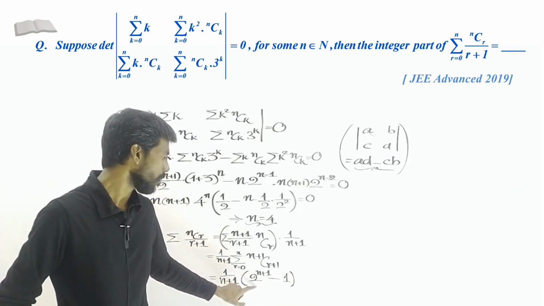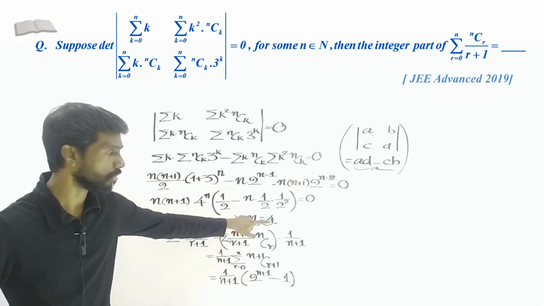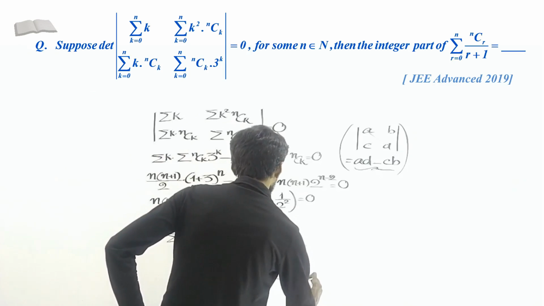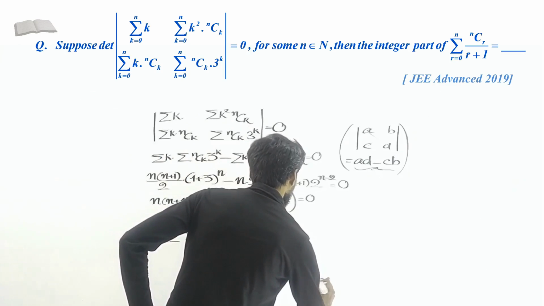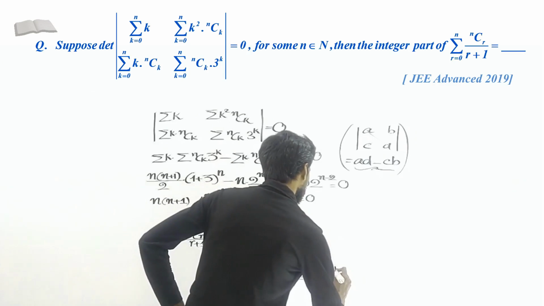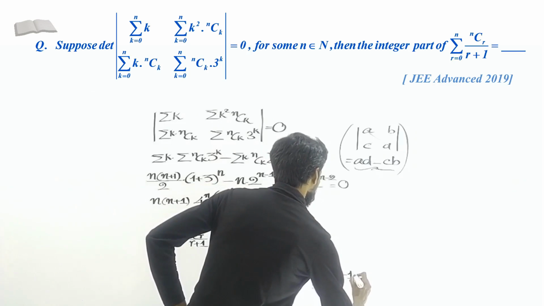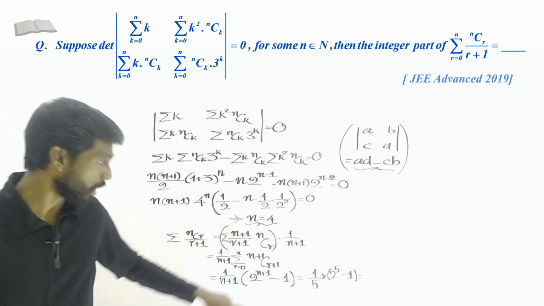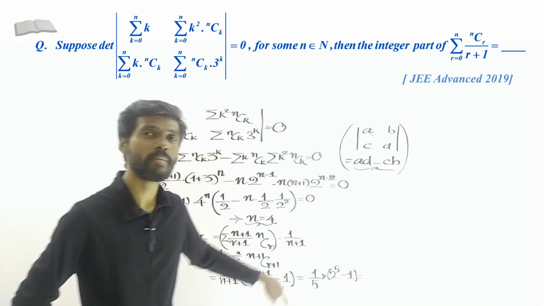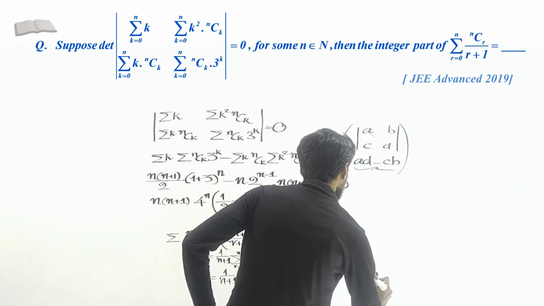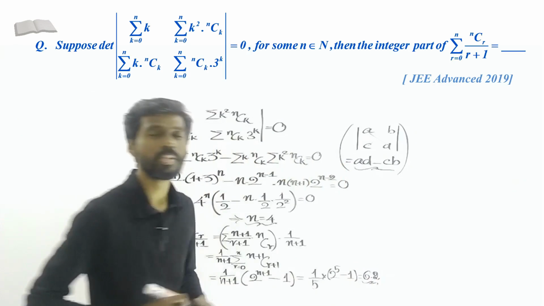But we know the value of n, which is found here, 4, right? So that value can be substituted here. So that is 1 divided by 5 multiplied by 2 to the power 5 minus 1, so that is 31 divided by 5. 31 divided by 5 is approximately 6.2. So 6.2 is the required answer.